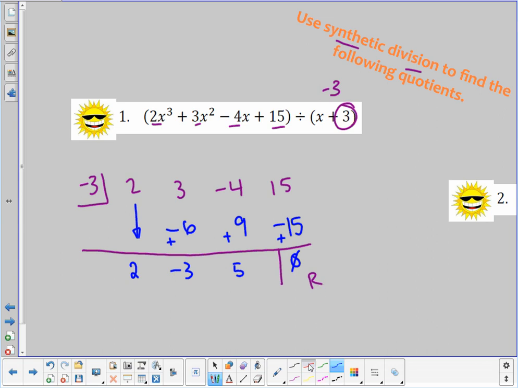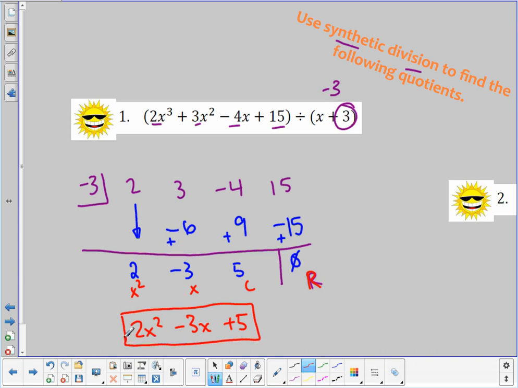So when I write out my quotient, this is my remainder, this is my constant, that's my x, and that's my x squared. I'm just working backwards. I start at the end and work backwards. So I've got 2x squared minus 3x plus 5 with no remainder. That is my answer, my quotient.